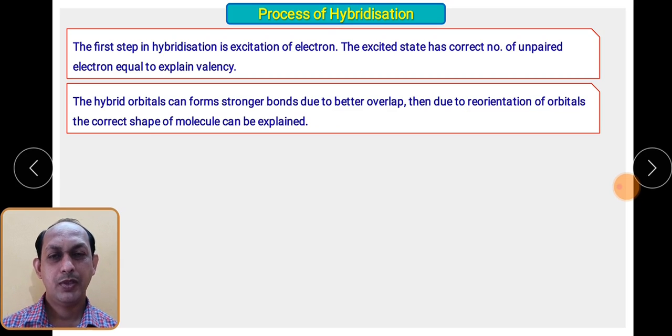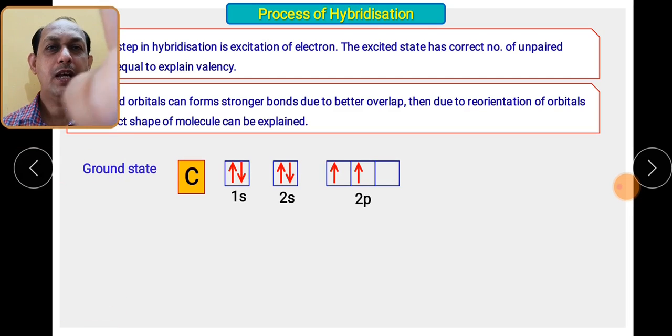So remember the process: excitation. Once the excitation takes place, there are unpaired electrons equal to the valency, and then the process of mixing of orbitals takes place, which is called the actual hybridization. And once they are mixed, they are reoriented in space to explain the shape.